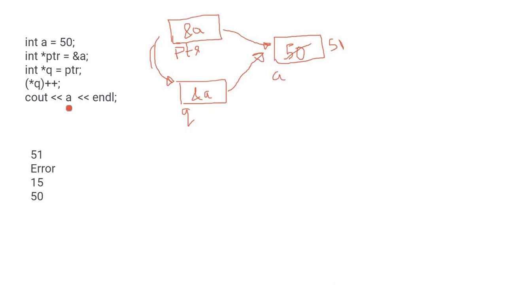It will get incremented by 1. So the value of A would actually be option 51. I hope it is clear to you. I have explained this concept thoroughly in the previous video, so please go and check it out in my playlist of data structures and algorithms in C++. Next question.